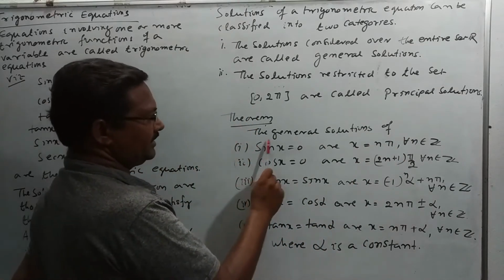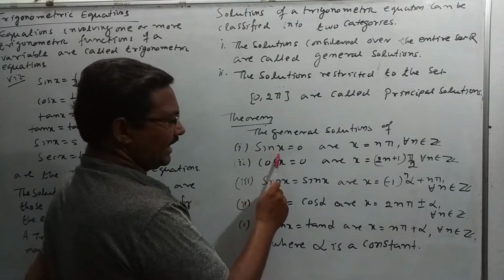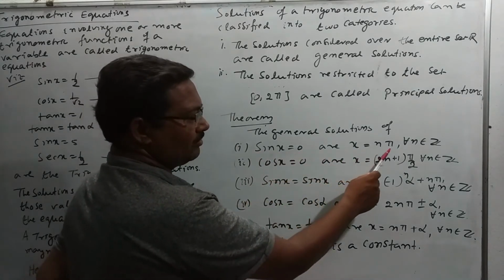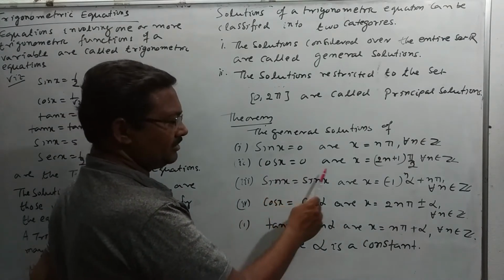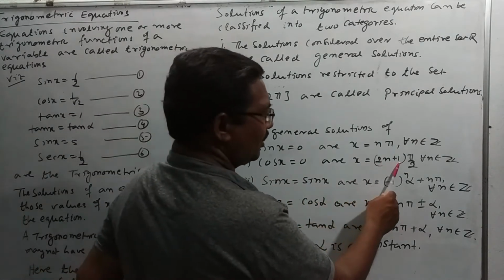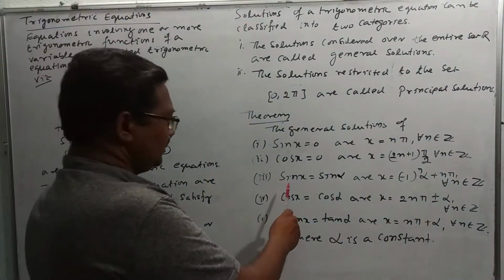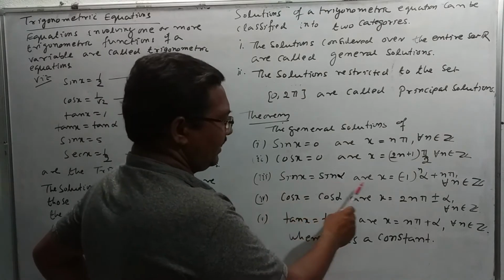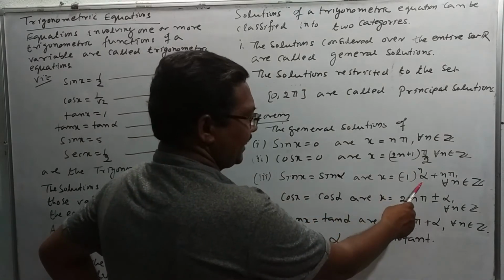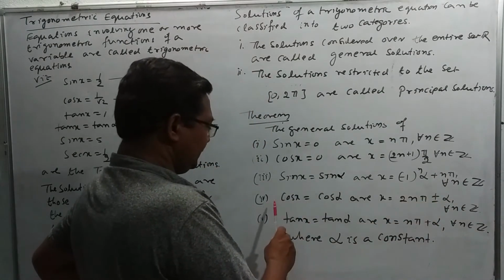Theorem. The general solutions of the trigonometric equation sin x equal to 0 are x equal to n pi for all n in the integer set. Cos x equal to 0 are x equal to odd multiple of pi by 2 for all n in the set Z. Third, sin x equal to sin alpha are x equal to (-1) to the power n alpha plus n pi for all n in the integer set.